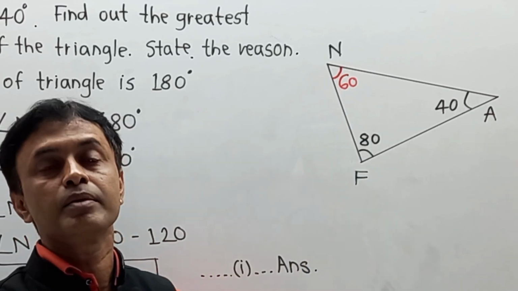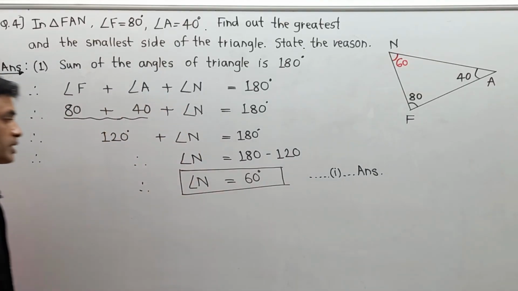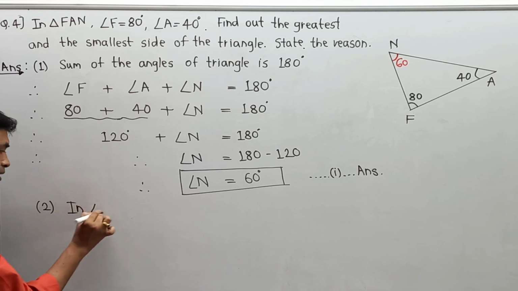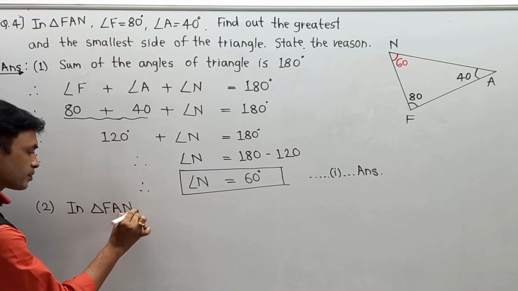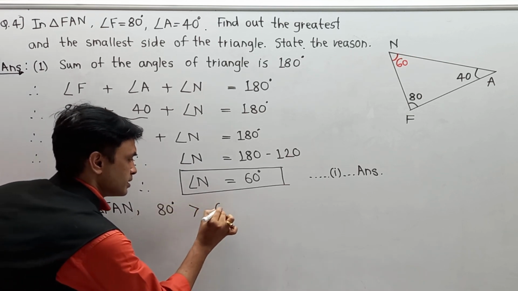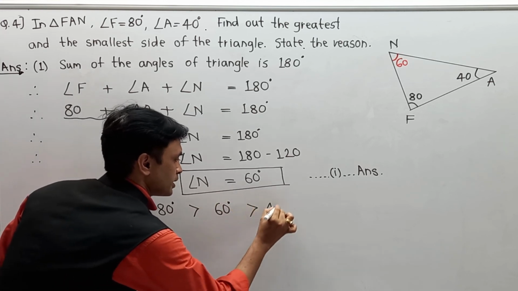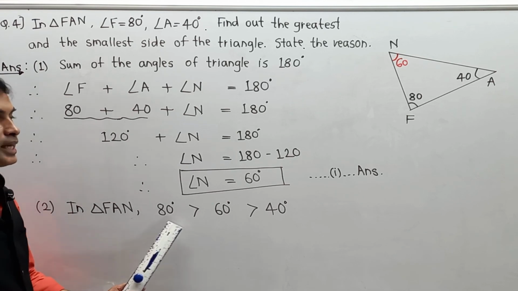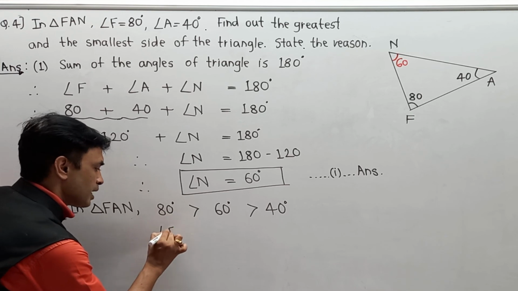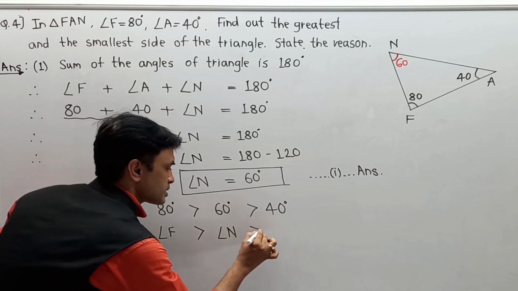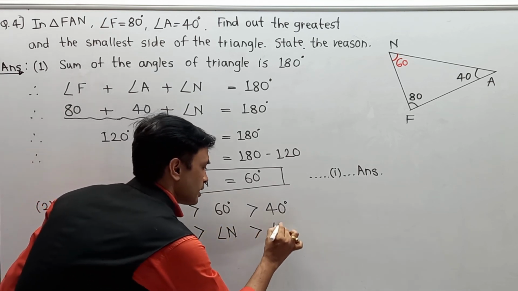Now declaring that part as the second answer, please pay attention. In triangle FAN, here 80 degrees is greater than 60 degrees, which is greater than 40 degrees. Now what exactly is meant by 80 degrees? 80 degrees means angle F is greater than 60 degrees, meaning angle N, which is greater than 40 degrees, meaning angle A.